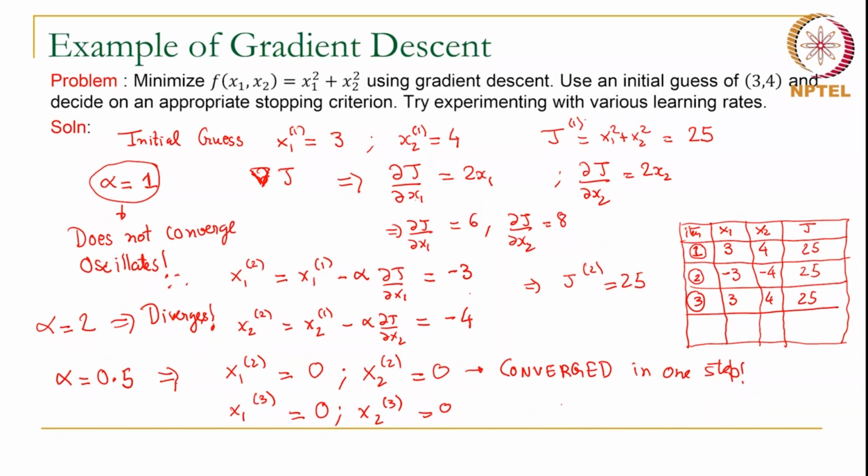Now, if you take alpha equal to 0.1, x1 2 will be 3 minus 0.1 times 6, 2.4. x2 2 is 4 minus 0.1 times 8, 3.2. Okay, so if you try this, you will see that this will converge slowly.